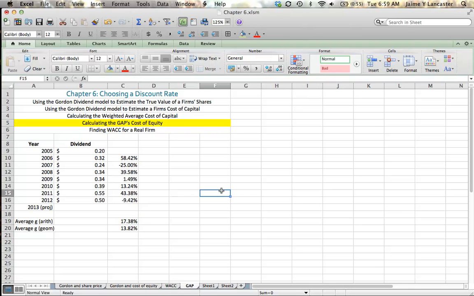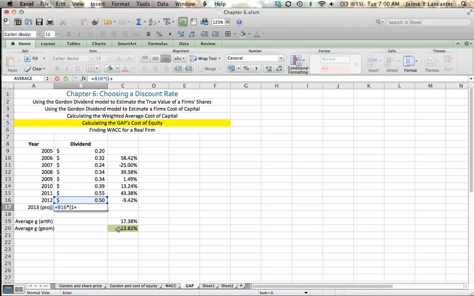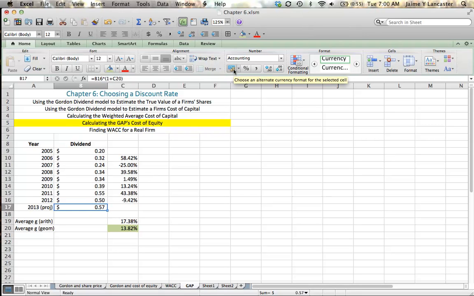Give it 2 decimals. So the homework assignment tells us to use the geometric growth rate to project the 2013 dividend. So I'm going to highlight that growth rate because I'm going to need that later, and I want to be able to find it. But when I'm looking for 2013's dividend, I think it's going to be equal to 2012's dividend multiplied by 1 plus my growth rate. Right? If it continues growing as it has, we'd expect a dividend of about 57 cents next year.